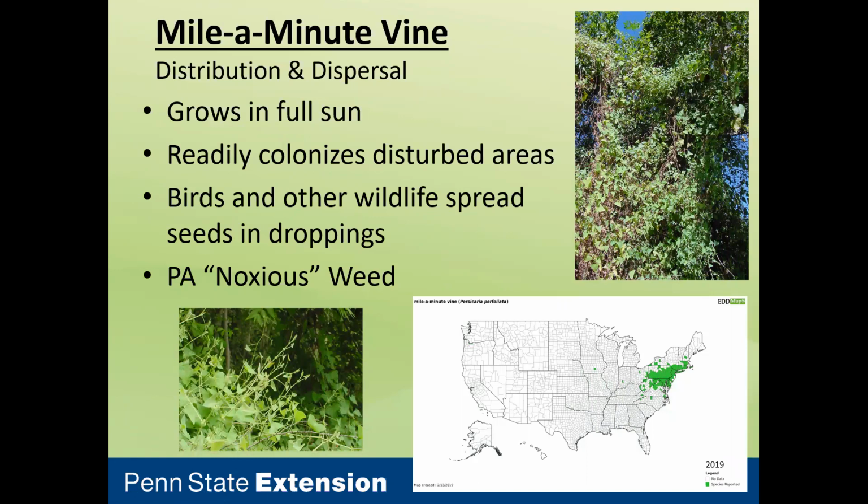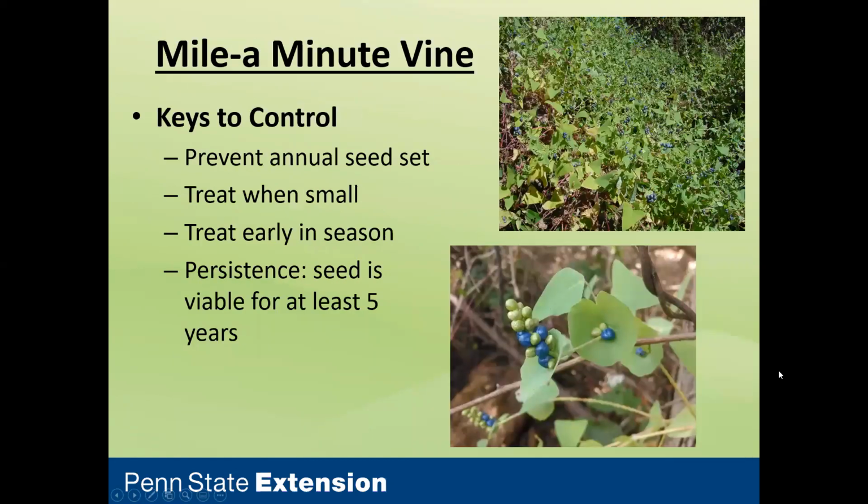So this plant does need full sunlight to grow, and it readily colonizes following disturbance. The birds are spreading the seeds, and this is a noxious weed in Pennsylvania. It was first found here in Pennsylvania, but it has since spread pretty far and wide already from that original infestation. Keys to control, again, on this one being an annual, is to prevent it from going to seed. Treat the plants when they're small, treat them early in the season, and be persistent. The seed remains viable in the soil for at least 5 years.